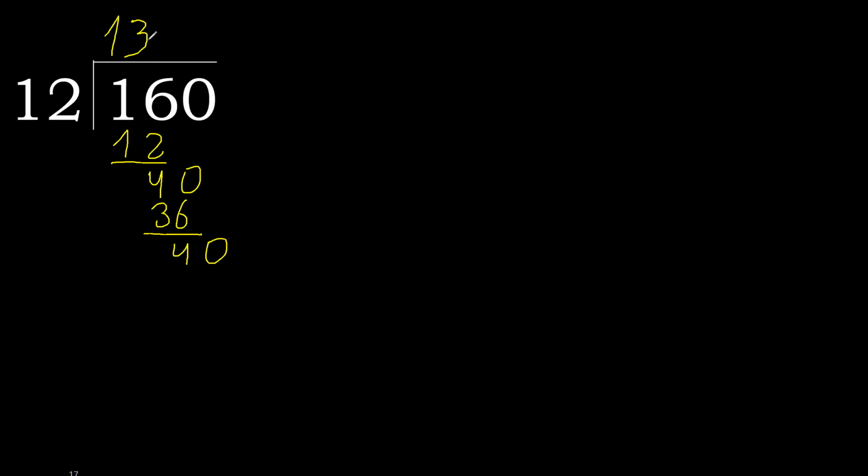Always complete with 0, here with a point. Complete, point, okay. 40. 12 multiplied by 4 is greater. Multiplied by 3 is 36. Subtract, complete.